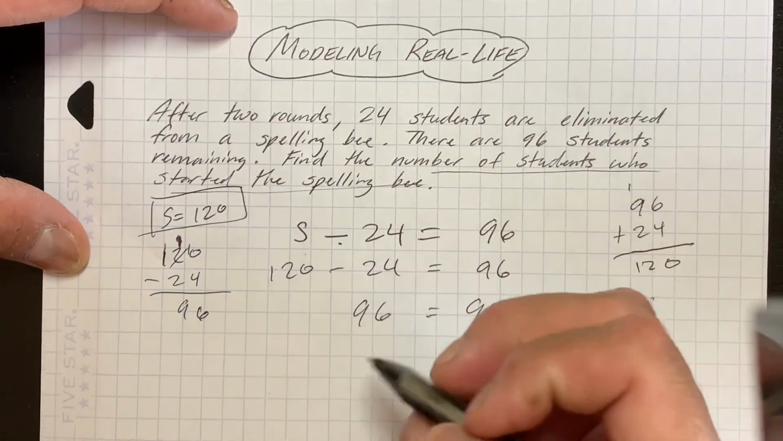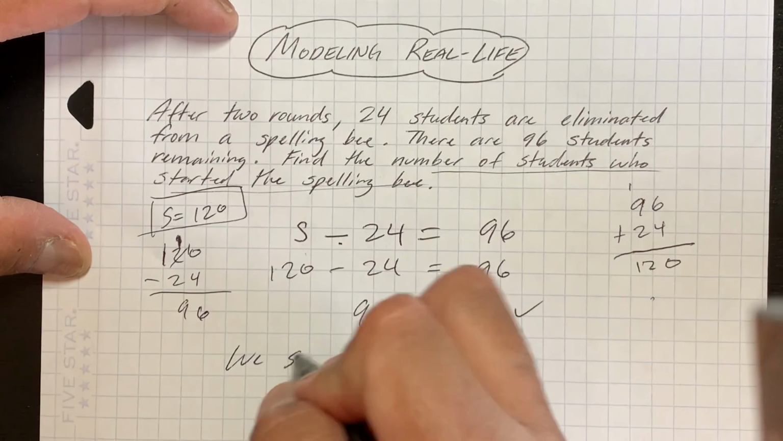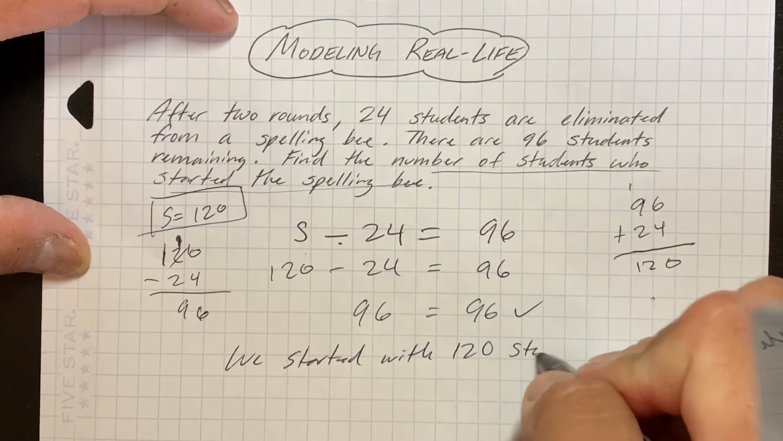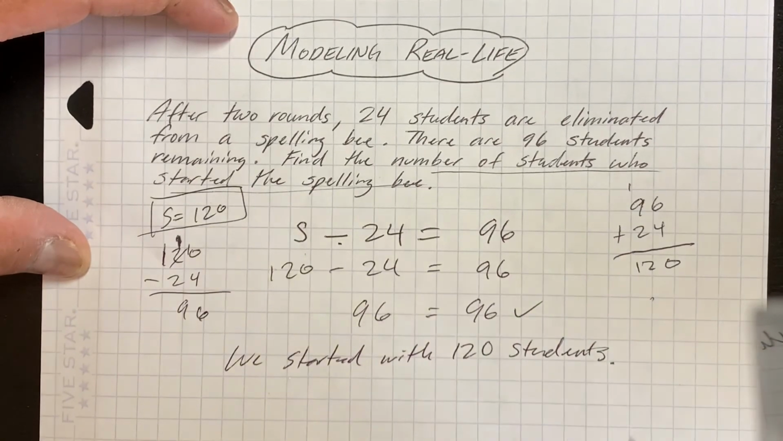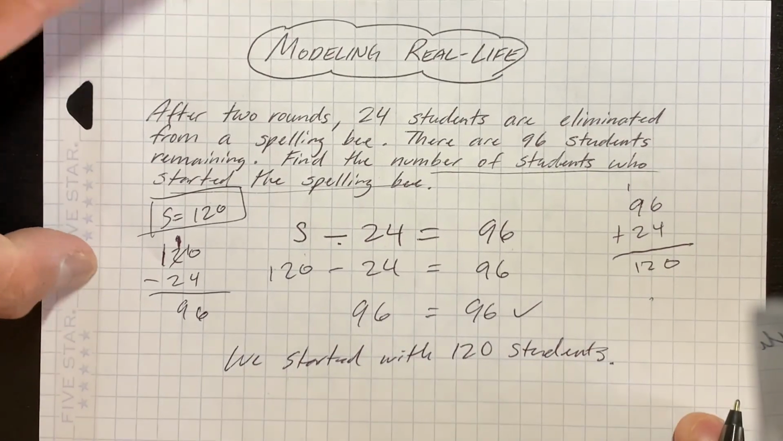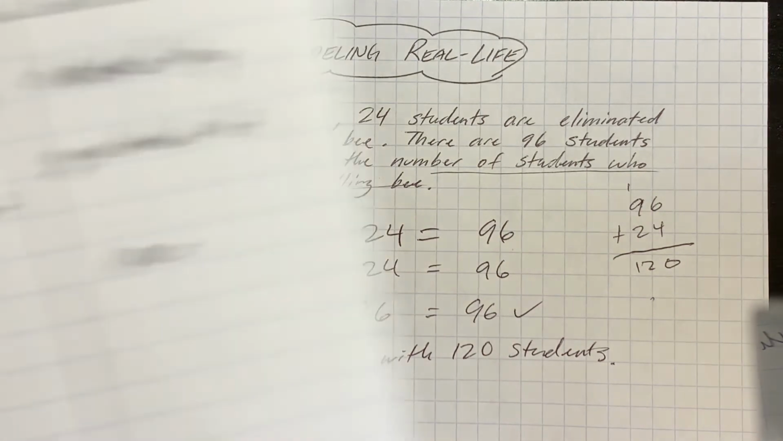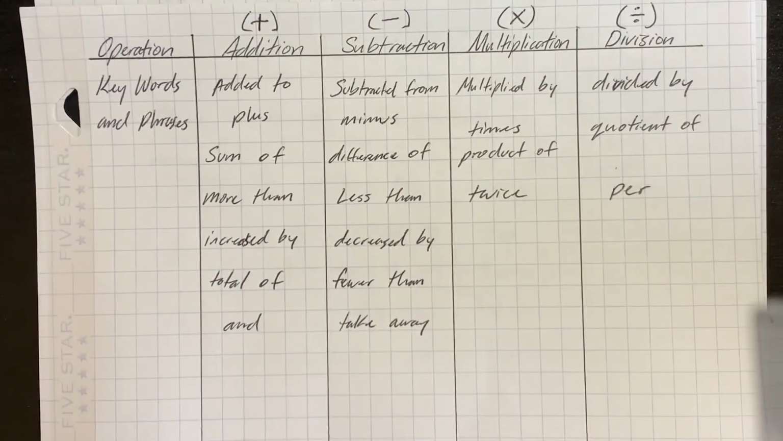So we started with 120 students. After 2 rounds, 24 students are eliminated, and we have 96 students remaining. But we did start with 120 students. All right, there you go. And that's basically it. Just remember the keywords and phrases that you understand, and again, take a picture of this and use this to help you when you're writing equations in one variable.